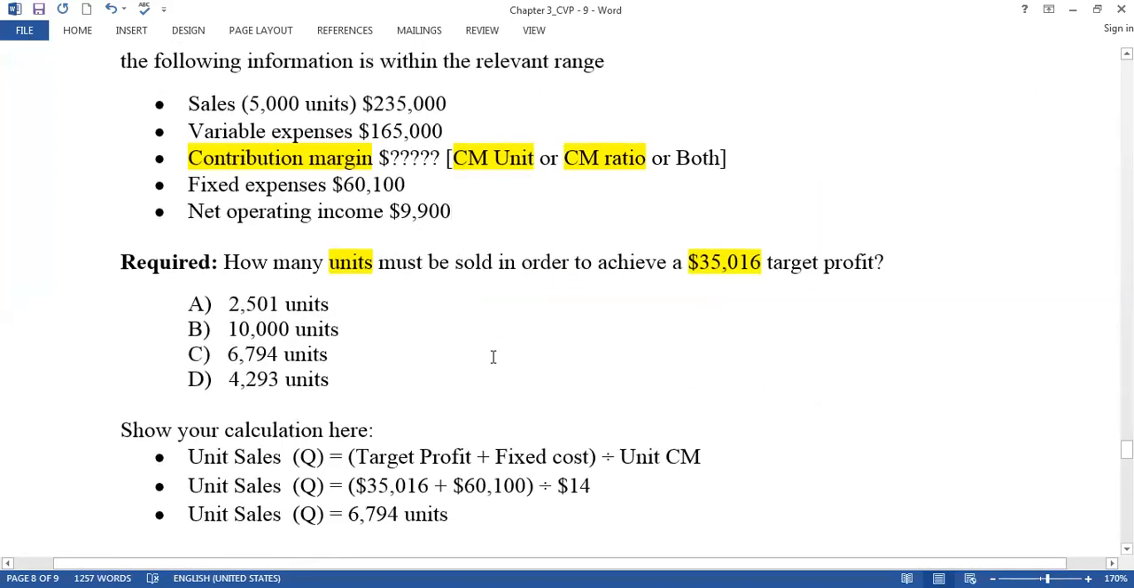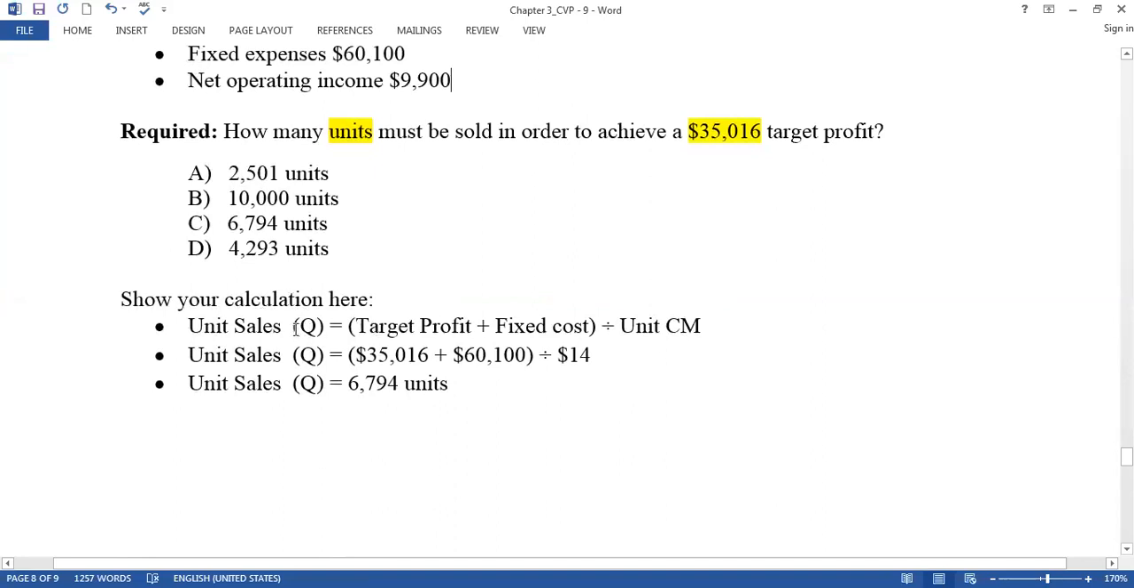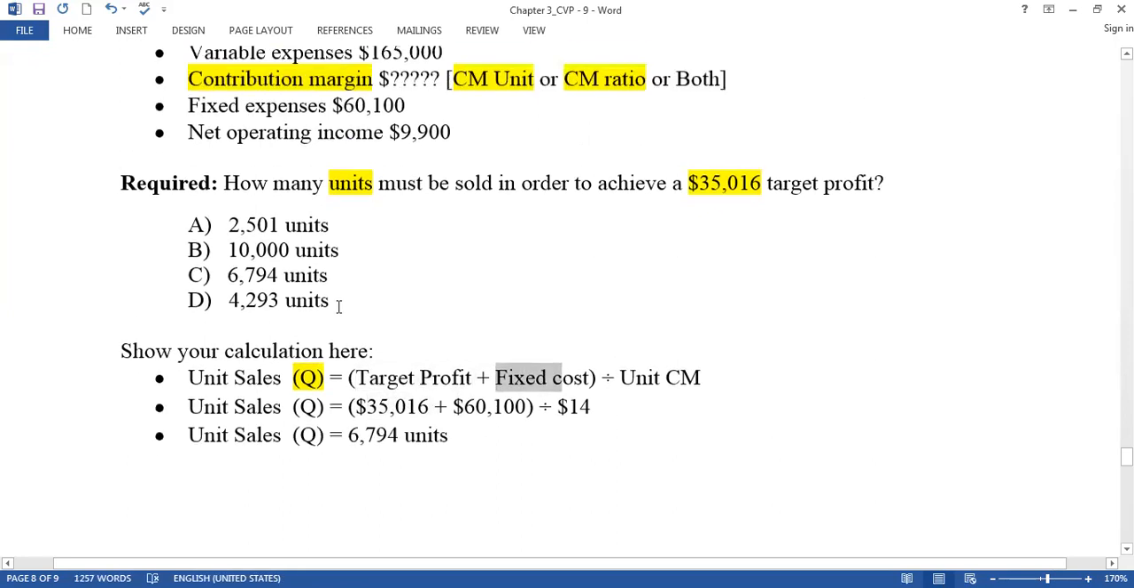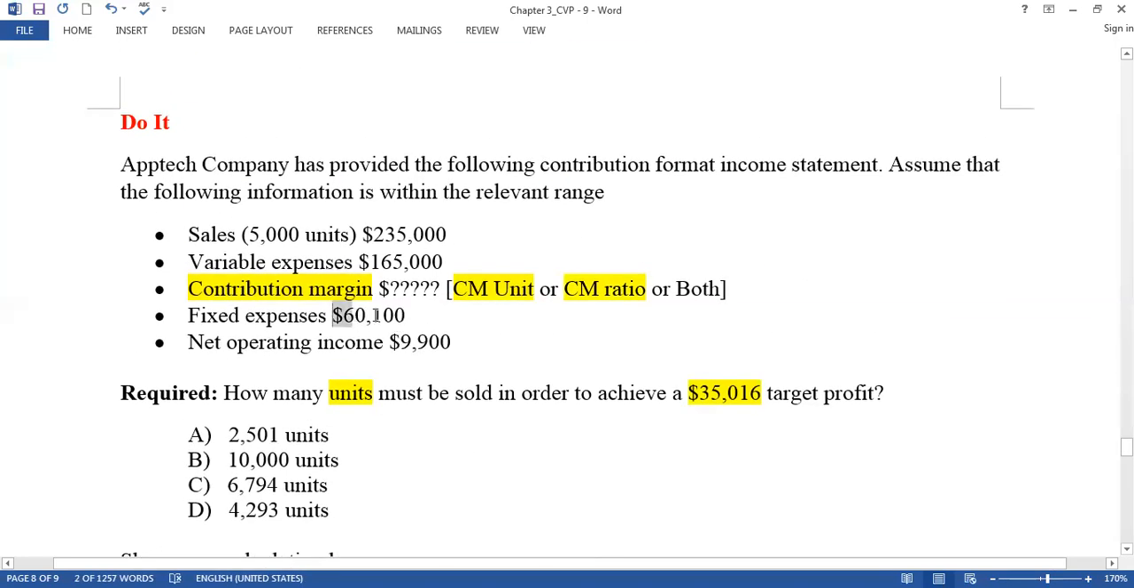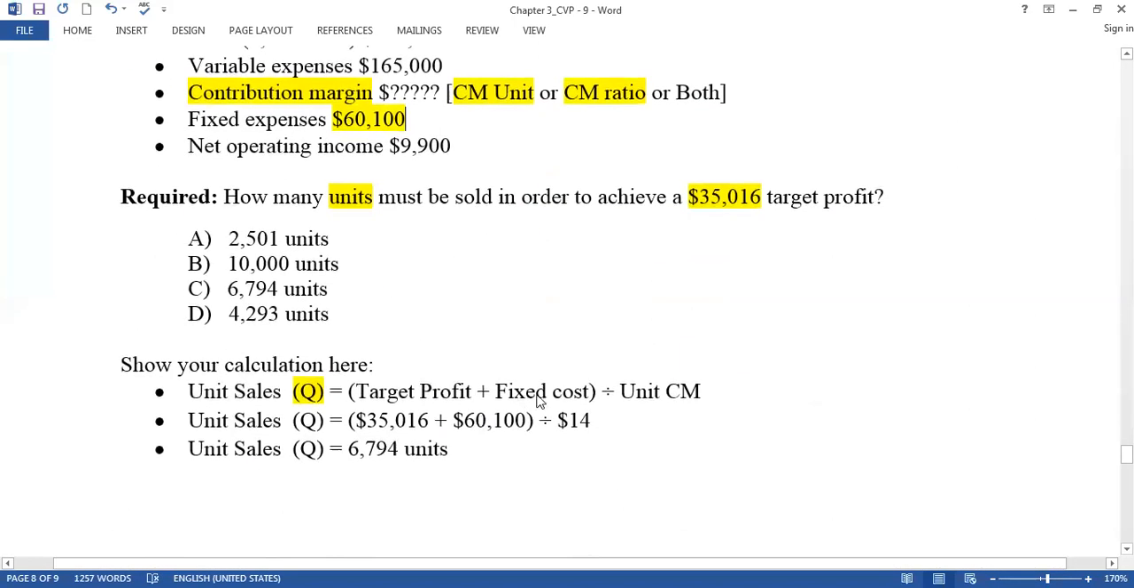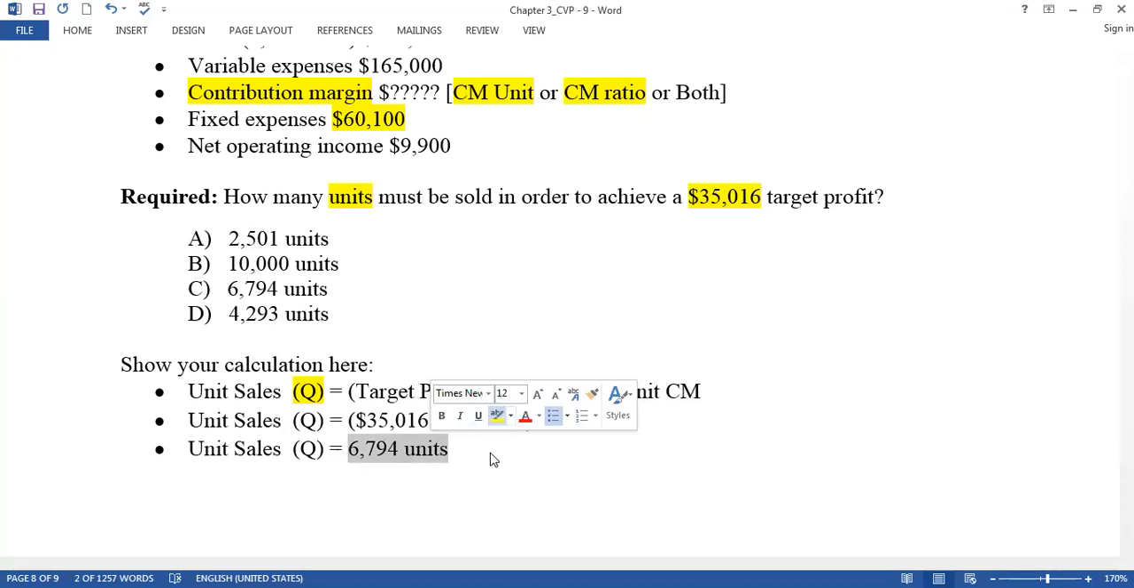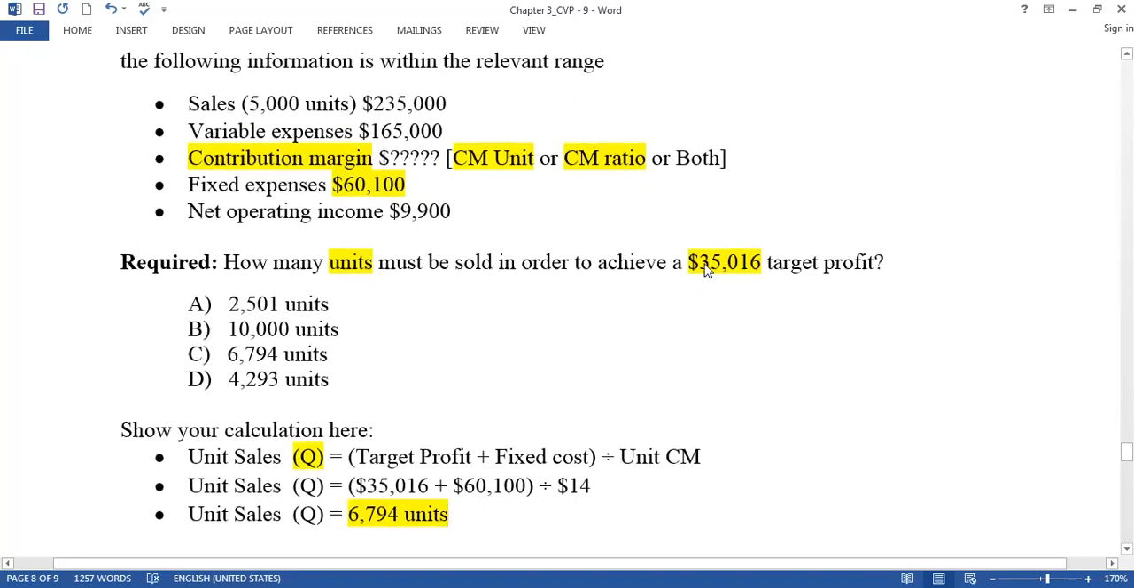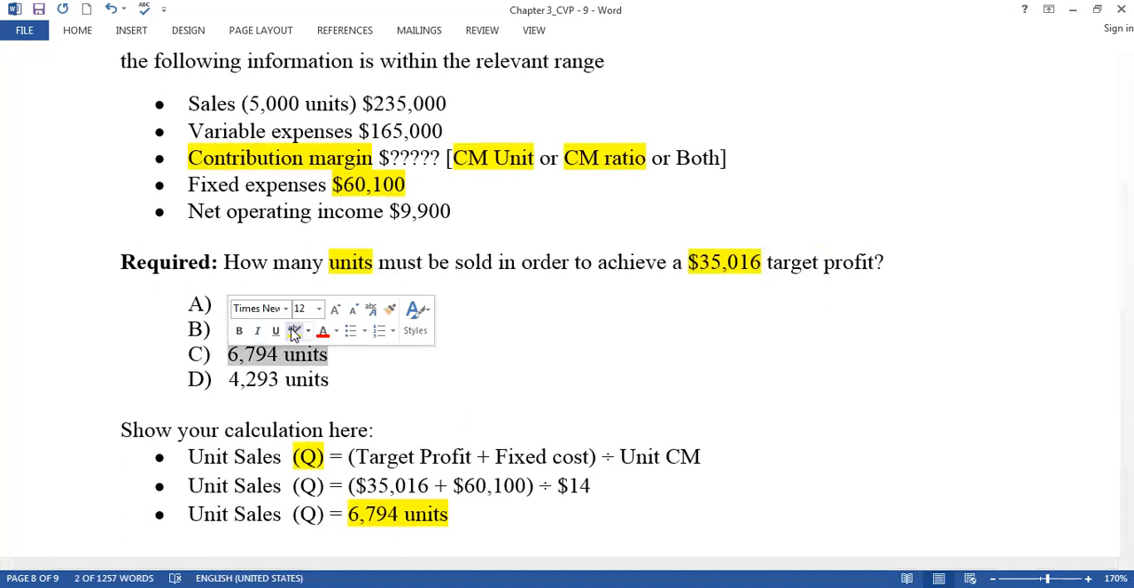Okay. And this is the formula. You know that we are going to calculate the quantity. So the formula is target profit. We already know our target profit. We are going to add our fixed cost. Fixed cost is given in the question. So target profit plus fixed cost divided by CM unit. So the number is, if you sell this amount, 6,794 units, then we can earn our target profit. So this is the answer.